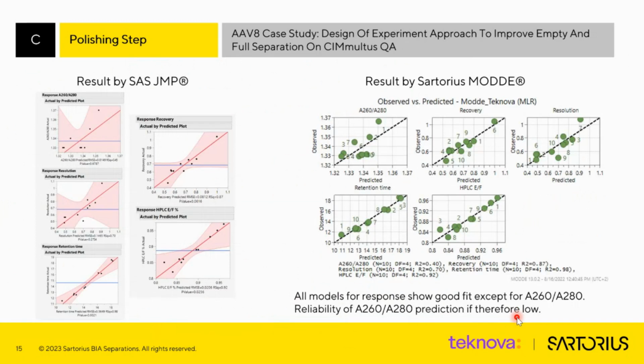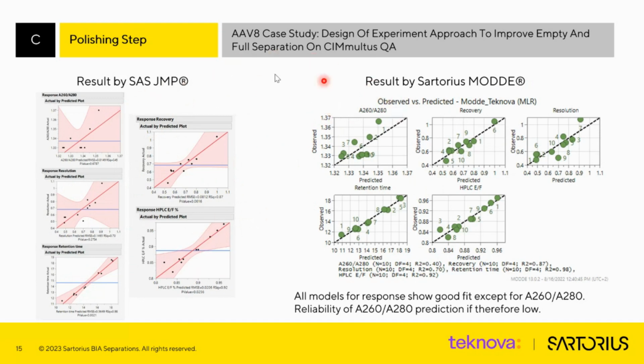Once we had done all of the 10 runs, we added those numbers into the two models. This is how the models show their prediction values versus the actual values for JMP and the MODDE. What we can see is that the prediction is quite good for the responses of resolution, recovery, retention time, and empty full ratio. So it is quite certain in those predictions.